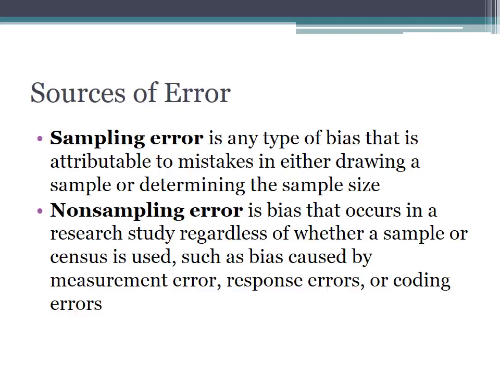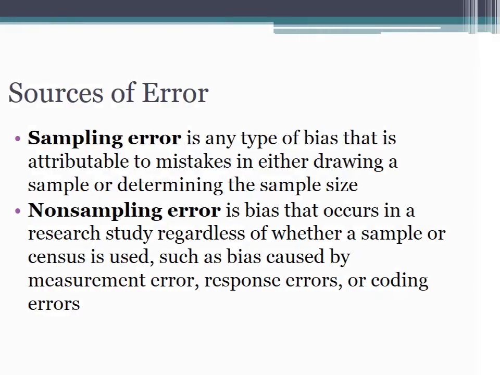So anytime there is a difference between what the sample estimates and the actual from the population, there is a sampling error. A non-sampling error does not matter whether you are considering a sample or a population. So this could be measurement errors, poorly defined questions, response errors, etc. That non-sampling error is a bias that occurs regardless of whether the sample or census is used. And it could be, again, measurement error, response errors, coding errors. It did not have to do with pulling a bad sample.